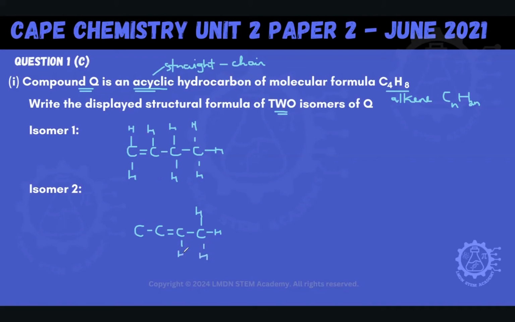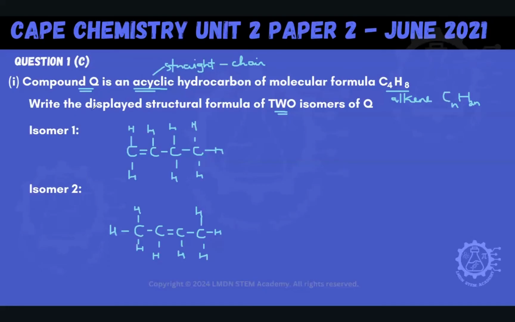So that will have an H on it. That will have an H on it. That will have an H there. One more here. All right, so that's good. And so we have just drawn the displayed structural formula of 2 isomers.